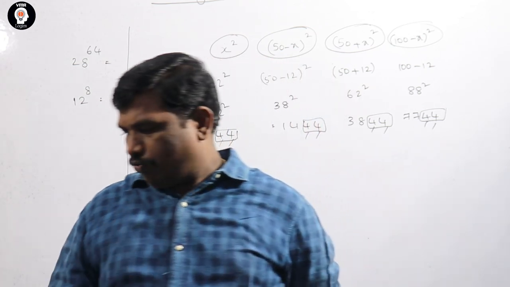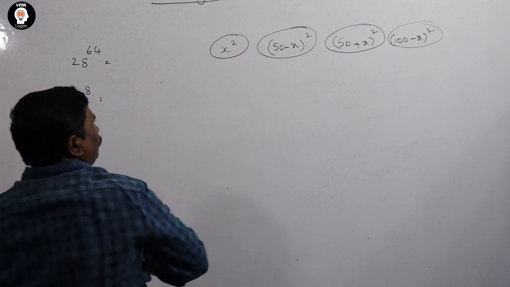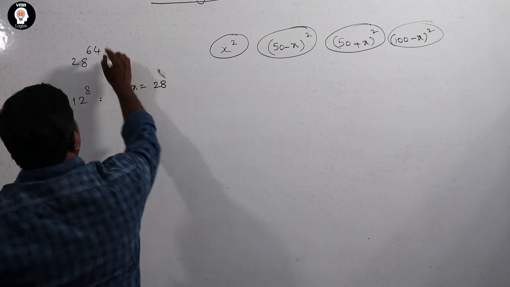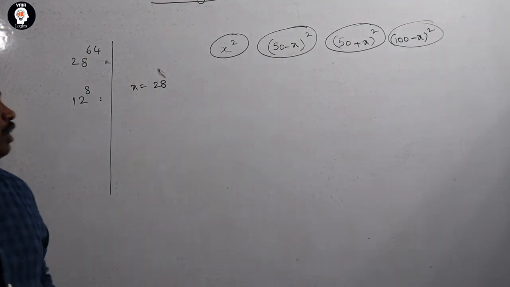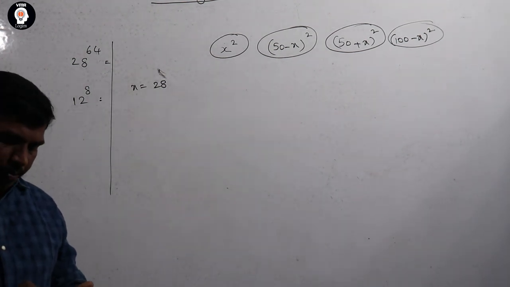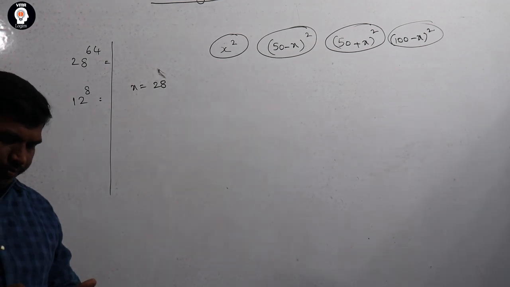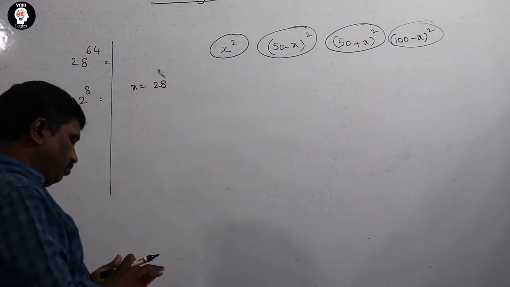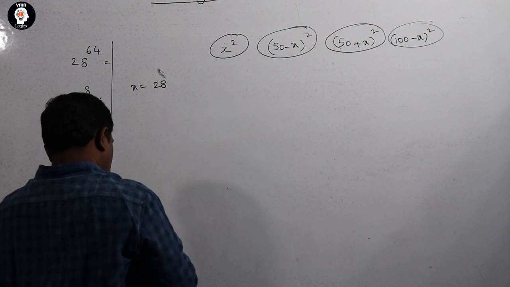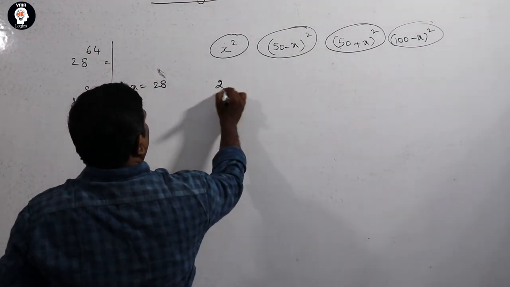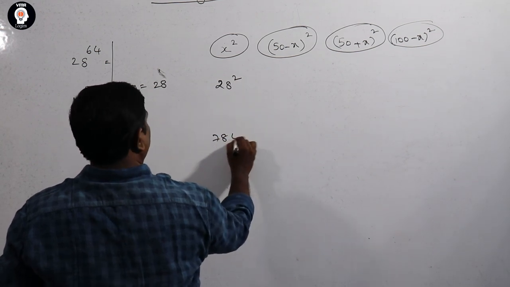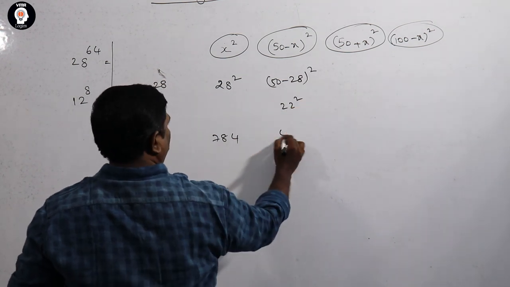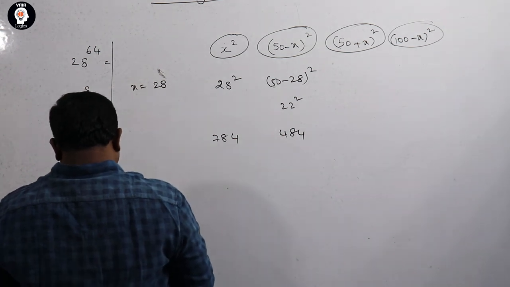Now let's see a few examples. Let's take some number, x value 28. I just took the x value as 28. How you find squares, all those things we will see in the next class. For the time being, 28 into 28, x square, that is 28 square, which is 784. 50 minus 28 whole square, 22 square, which is 484.